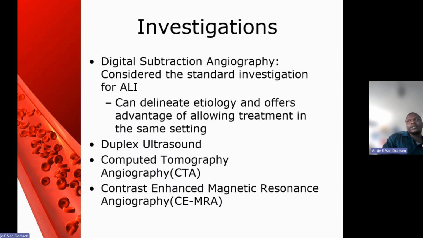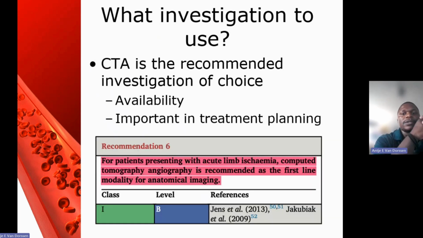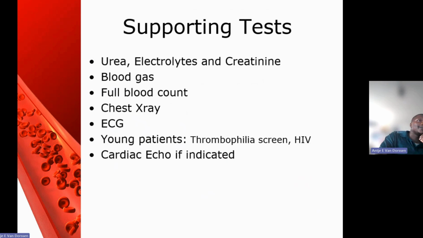But what they eventually recommended is that CTA is the investigation of choice, because of its availability and because it is quite important in treatment planning. Most of these other tools, especially the MRA and the DSA, are just not readily available, and usually after hours you are not going to have them. So they suggest that the first-line modality for anatomical imaging is CTA, which also gives you a way forward in how you are going to manage this patient. So yeah, they recommend that.